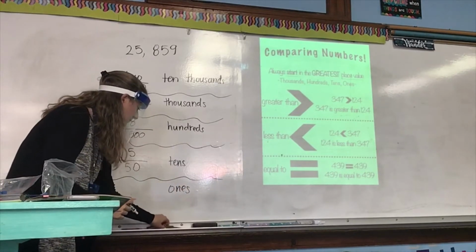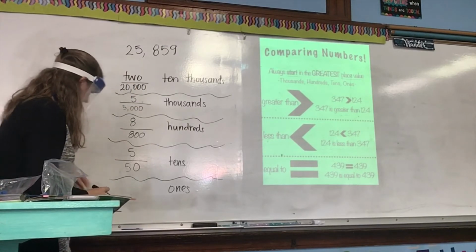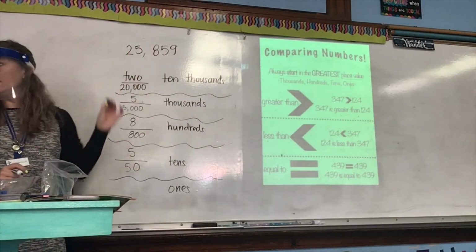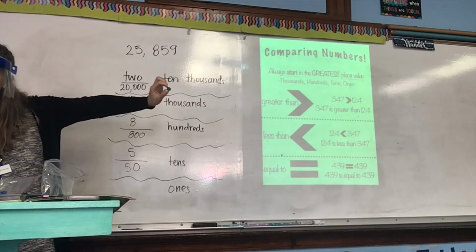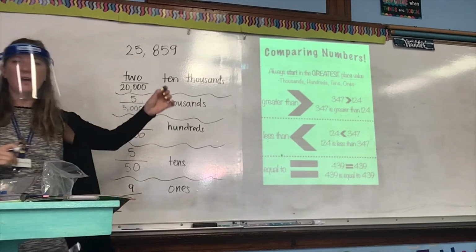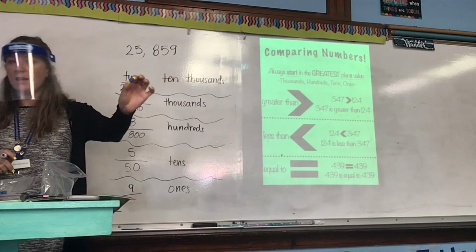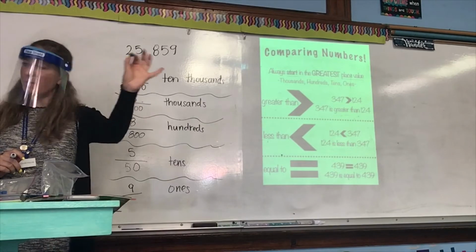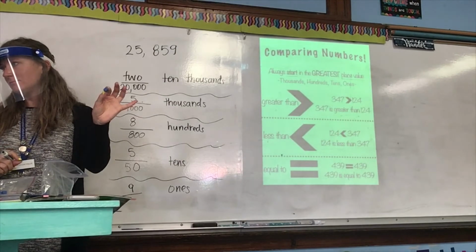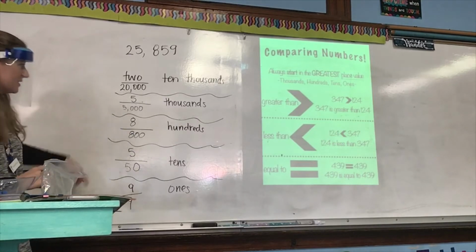Last one. Victoria, how many of these little ones are in this number? 9. I didn't point to anything. If I did, I was just pointing at the number. How many of these ones cubes would be in 9 ones cubes? 9. Very good.